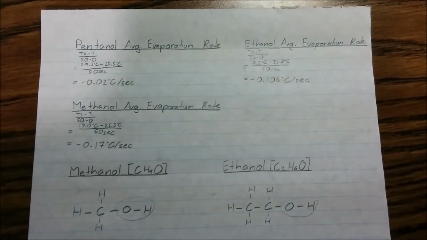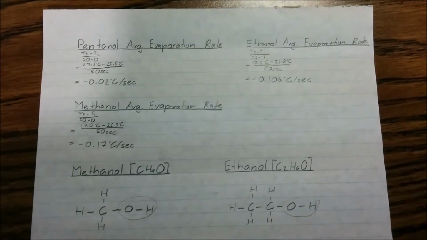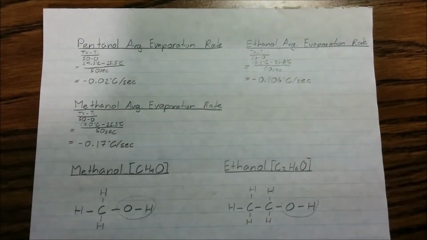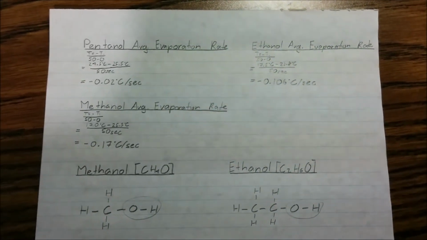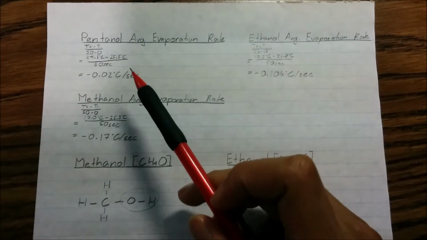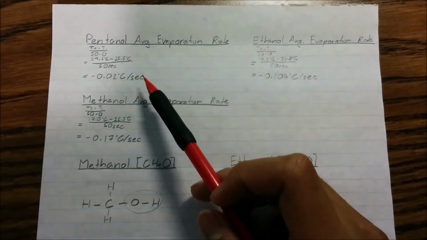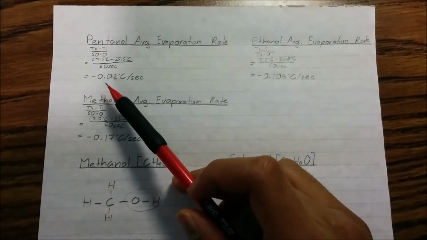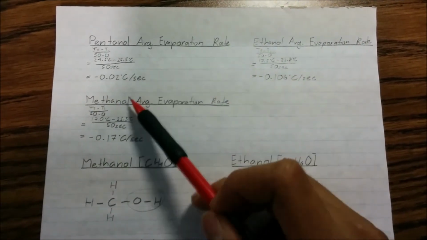In this experiment, the temperature change between the three alcohols, methanol, isopropyl alcohol, and pentanol, was observed and compared as they evaporate off the temperature sensor. We found that the temperature for pentanol over 50 seconds started off at 25.5 degrees Celsius and reached 24.5 degrees Celsius, resulting in an average evaporation rate of negative 0.02 degrees Celsius per second.